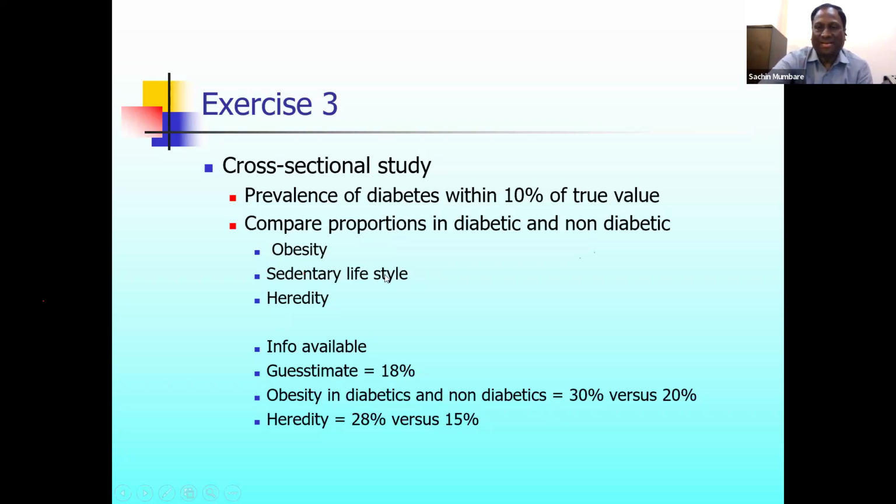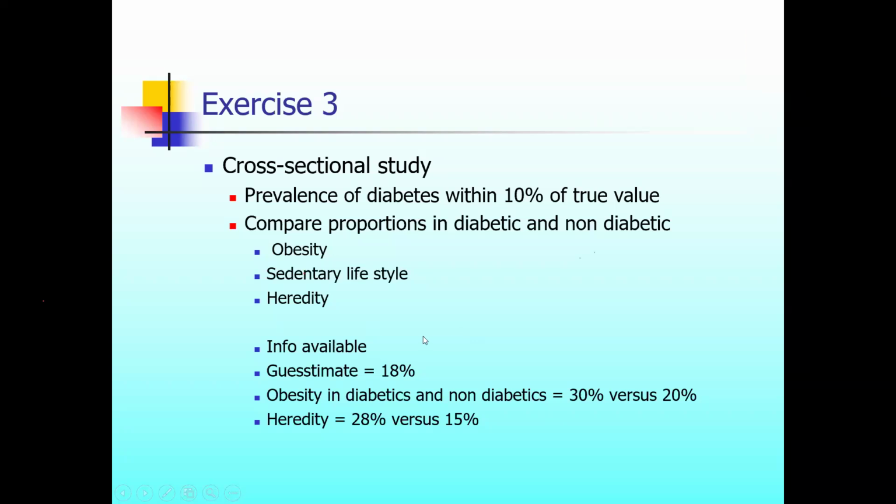Clear? Yes, sir. Very simple. For 1,000 people, you will get 180 diabetics. For 291, how much will you need? So it is 1616, around that. Okay.